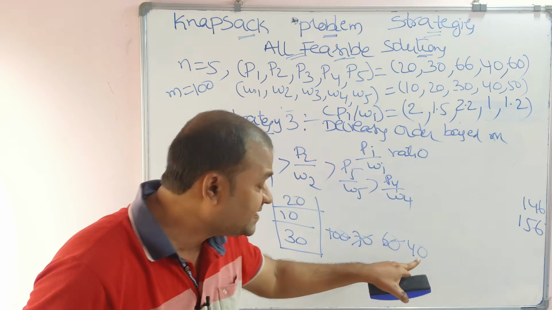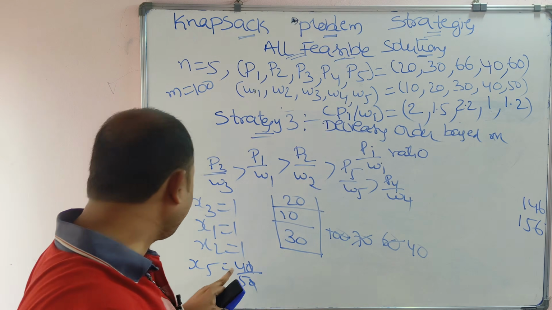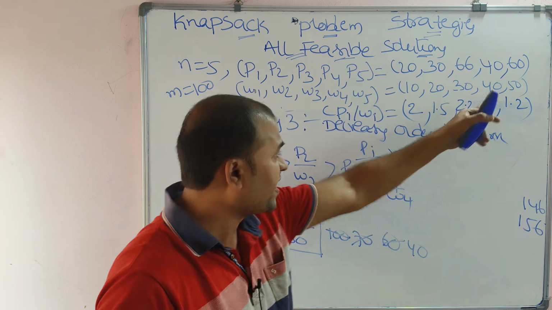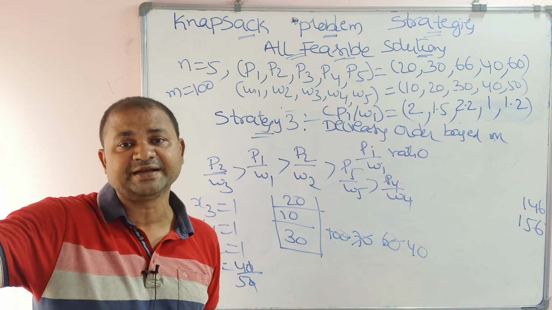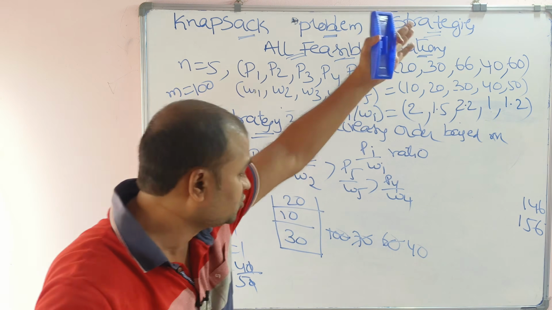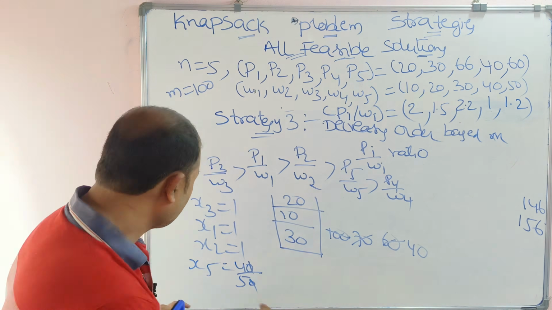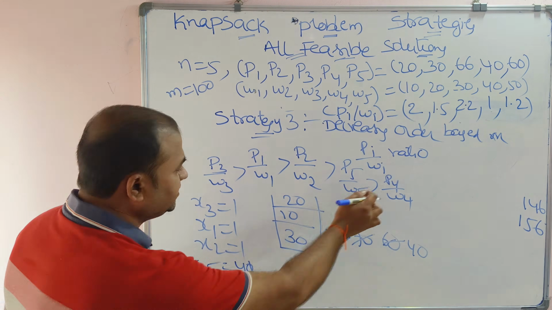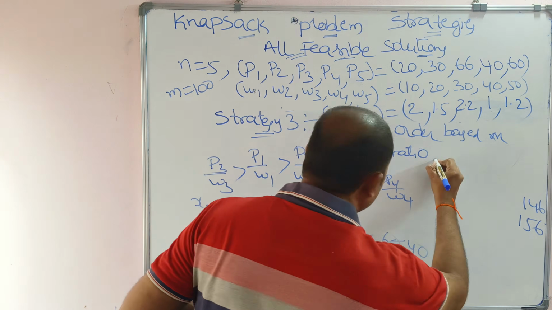So now the knapsack is empty. Why? Because 4 by 5 fraction of 50, that is 4 by 5 into 50. So 5 into 10, 10. 10 into 4, 40. So that is placed here. So now the knapsack is empty. So we can't place this fourth object in the knapsack. So x4 is 0.